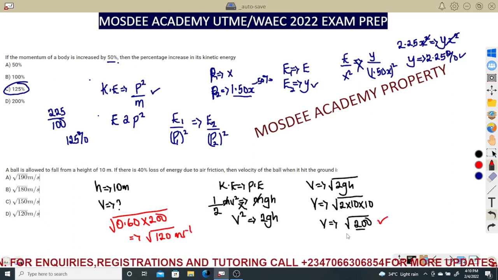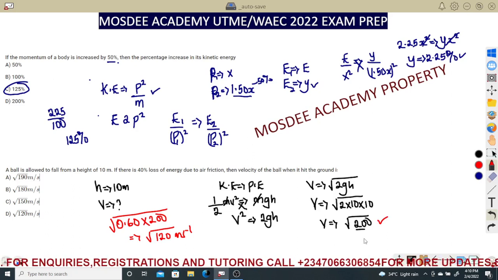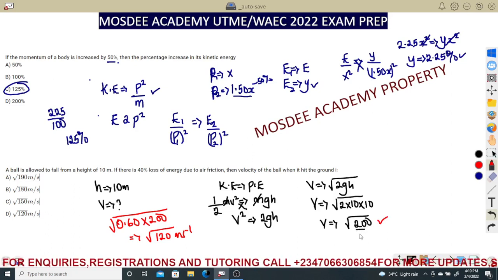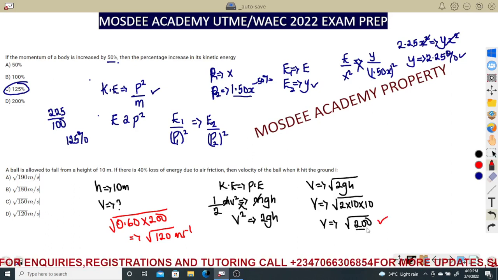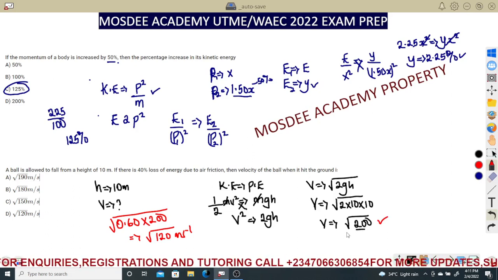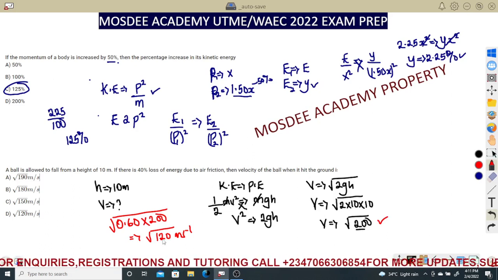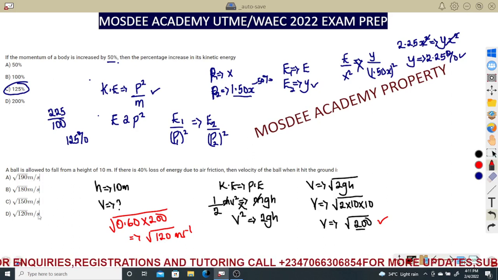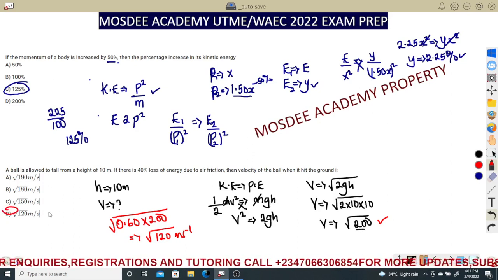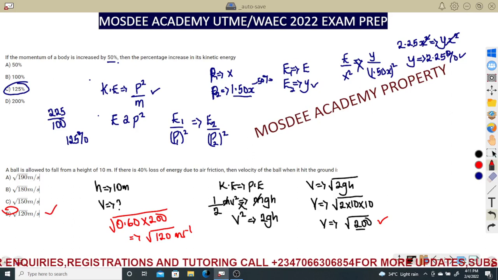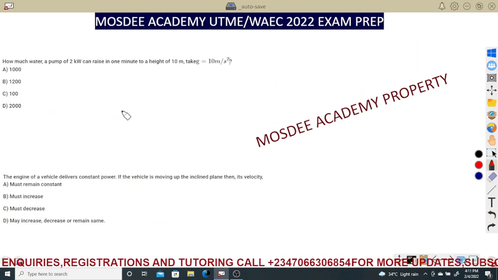So what I'm saying is, this is the velocity when the body hits the ground, but because there is a loss of 40% energy, the velocity will also what? Reduce. So if you reduce the velocity by 40%, this is the value we are going to have. So 120 meters per second is going to be the correct answer for that. So we move to the next one.